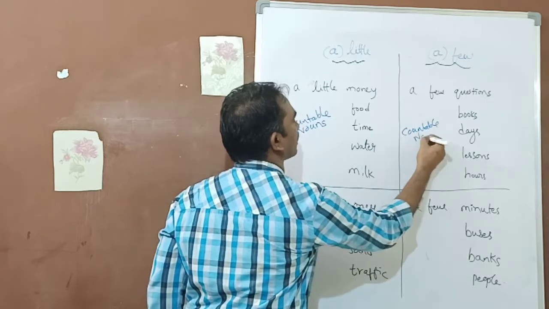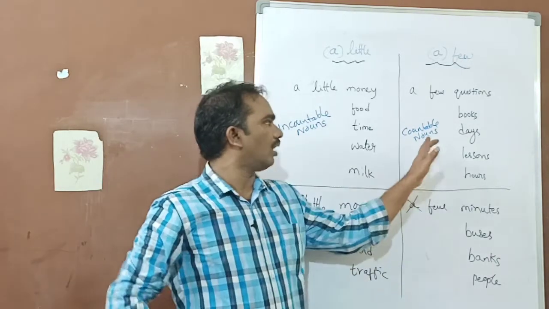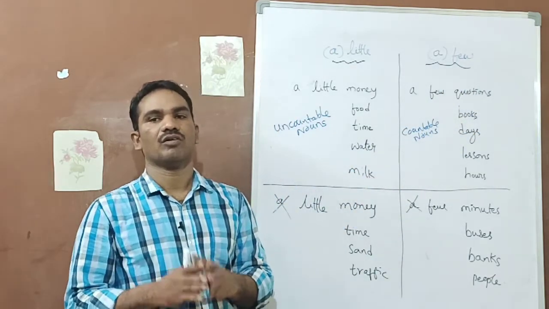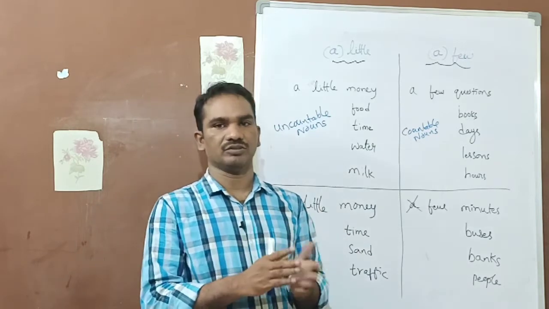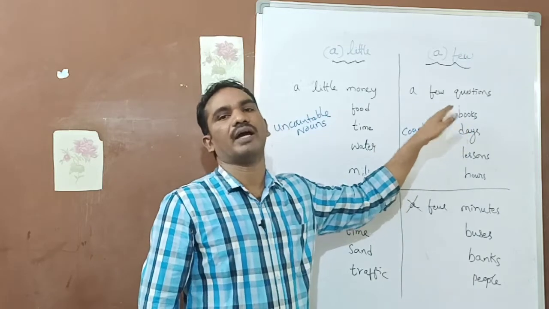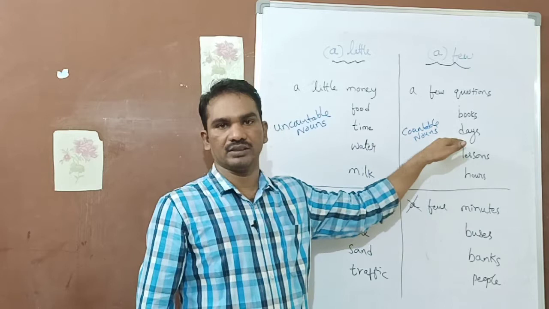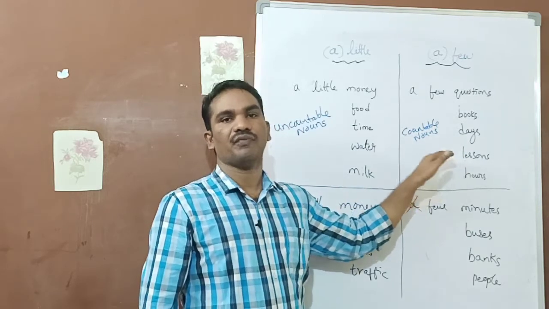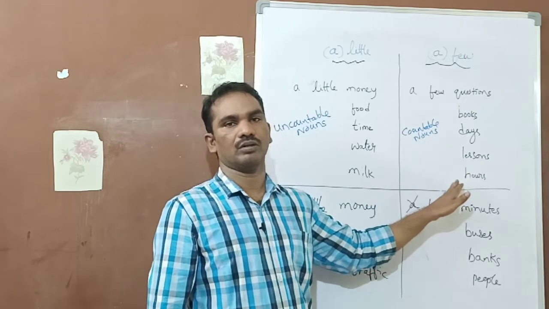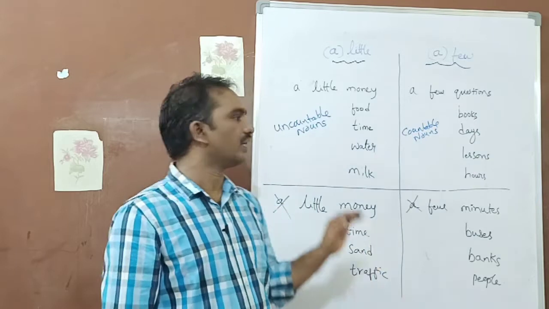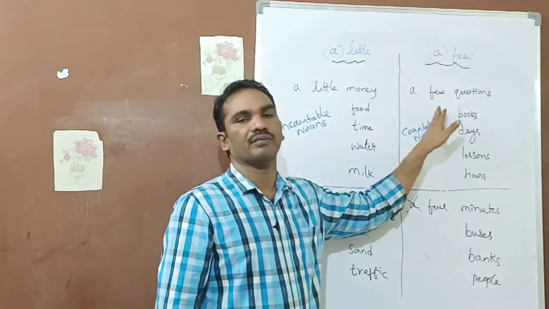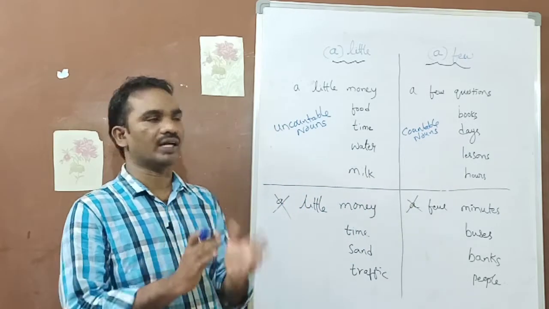Try to understand it carefully. Countable nouns means you can count them. For example, questions. Have you finished all the questions? Not yet, sir. I'm still writing the last question. 2 questions, 3 questions, etc. Books: I have 5 books on democracy. Days: I have 30 days to go. Lessons: 5 lessons we have to teach. Hours: we have 5 hours to go. So these you can count. So little is used for uncountable nouns. A few we use for countable nouns. So try to understand the difference.